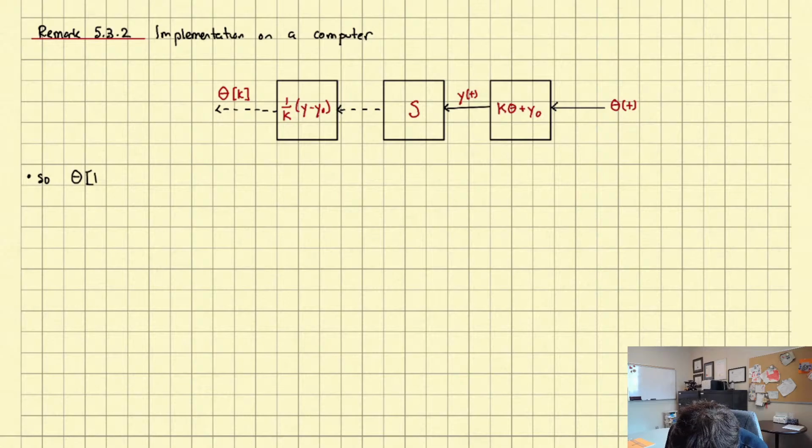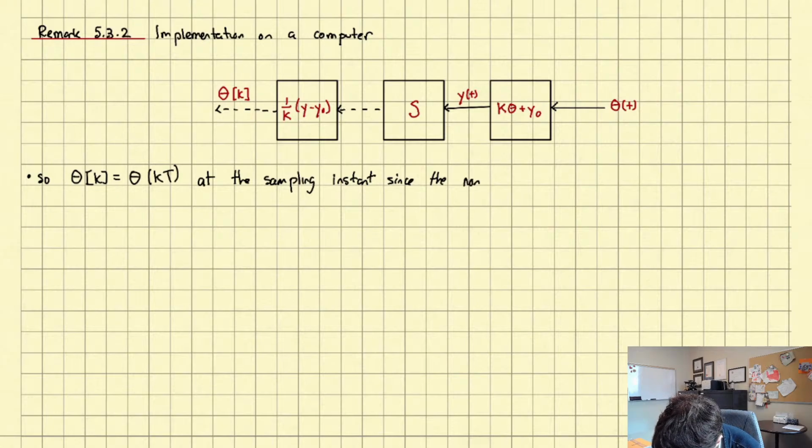So theta k equals theta kT at the sampling instant, since the nonlinearity is static. Okay, if it was a dynamic nonlinearity, this wouldn't work, right? You wouldn't be able to pull out the value of theta by sampling just the value of y at that moment.